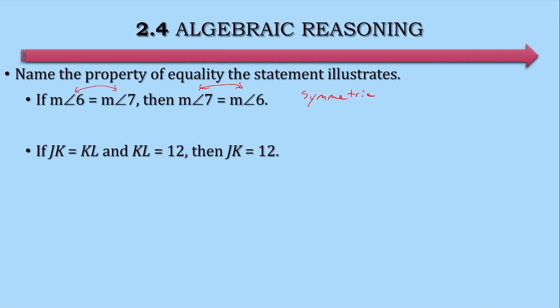How about if JK equals KL and KL equals 12, then JK equals 12. Notice there's 3 parts and the middle are the same, so that makes it, that's right, transitive. How about measure of angle W equals measure of angle W? Very good. It's exactly the same on both sides, so it is reflexive.